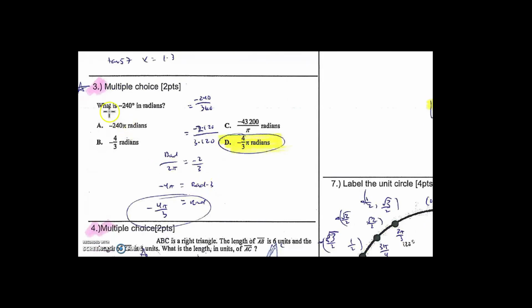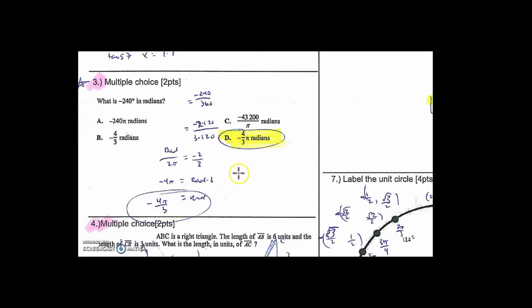Question number 3, what is 240 degrees in radians? Again, use the awesome proportion, negative 240 over 360. My greatest common factor is 120, so negative 2 times 120 over 3 times 120. Cancel my 120s. You get negative 2/3. Cross multiply: 3 times radians equals negative 4 pi. Divide by 3 on both sides. Negative 4 pi over 3 is our radians. D is your correct answer.